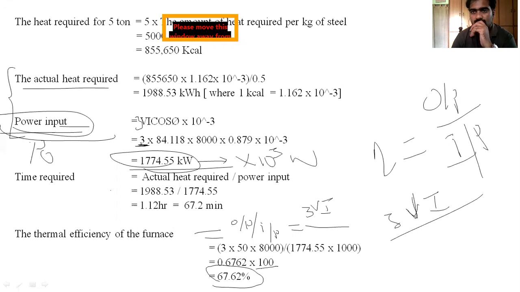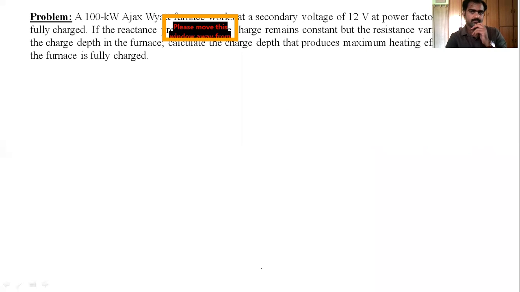From all the above steps we have calculated this thermal efficiency. So for melting 5 tons of steel, the efficiency of the furnace is going to be 67.62 percent. Okay. So I'm going to step into the next problem.